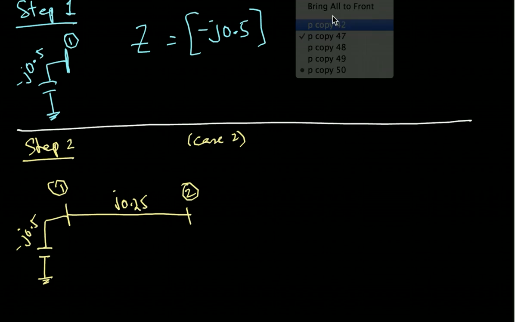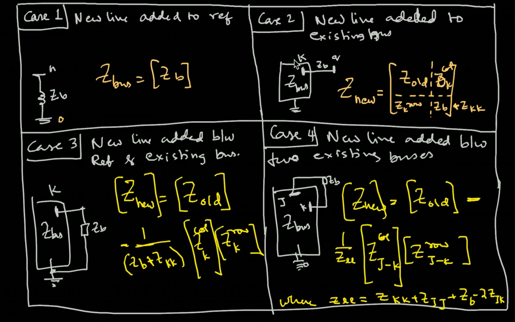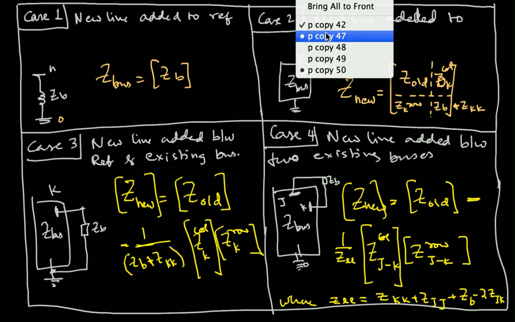So again, if you want to quickly refer, case 2 is the existing Z bus, a new bus Q is added. So I have to copy the kth column, copy the kth row, and then add these two elements. So that is the process.